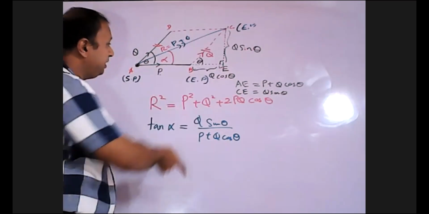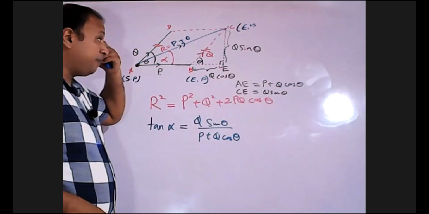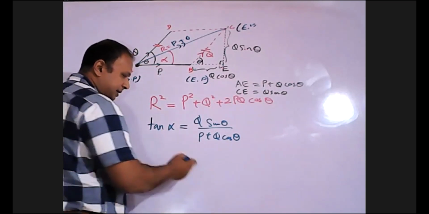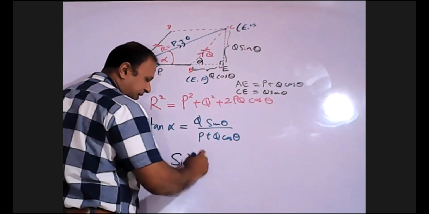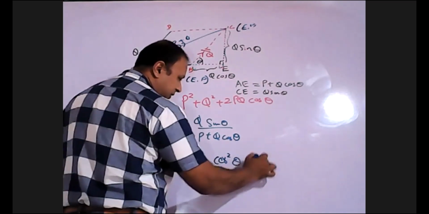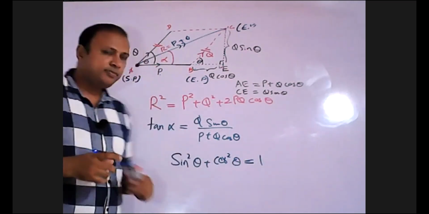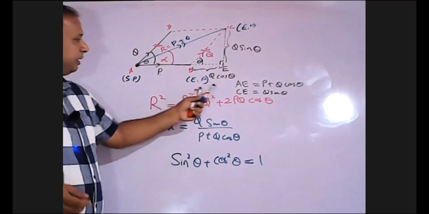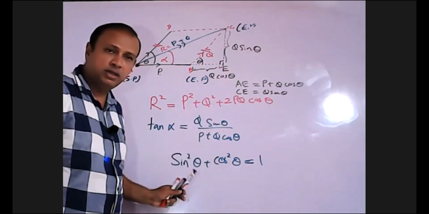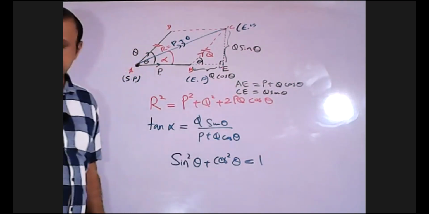Once you determine BE and CE, you can directly apply the Pythagoras theorem. When you apply it, you have to remember this relationship: sin squared theta plus cos squared theta is equal to 1. We have proven that also in our trigonometry class. When you simplify, you will have to use this relationship, and once you use it, you will get this equation.